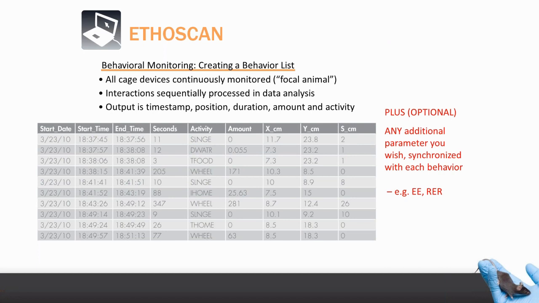Another nice thing is that we can optionally also add any parameter that you wish, such as, for example, energy expenditure, RER, or whatever you wish, synchronized with each behavior. So you might say, for example, what is the energy expenditure when it's in the habitat for more than a certain length of time, or when it's running on the wheel, or whatever it may be.